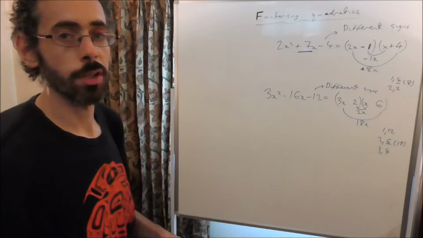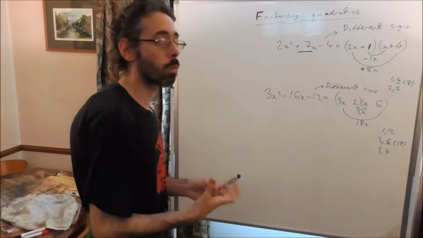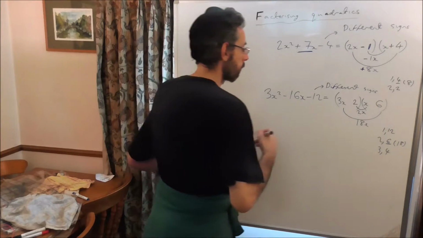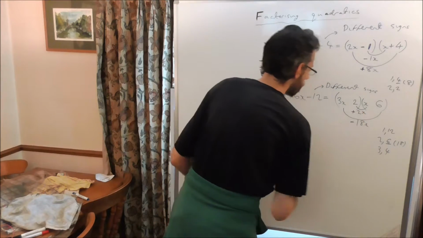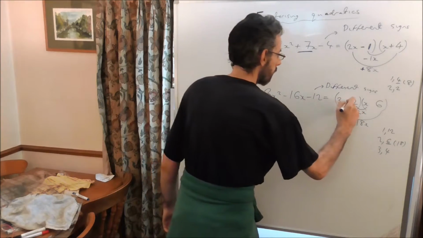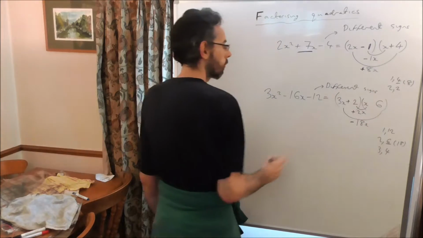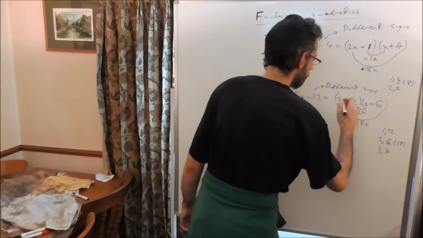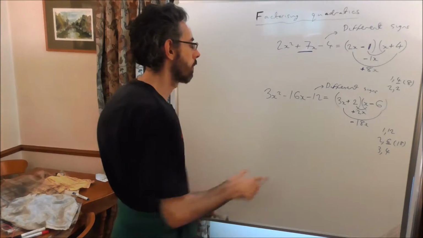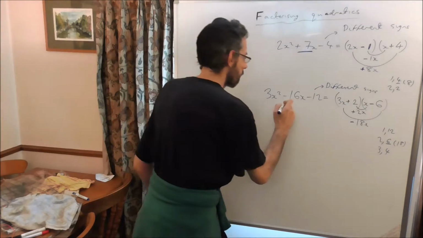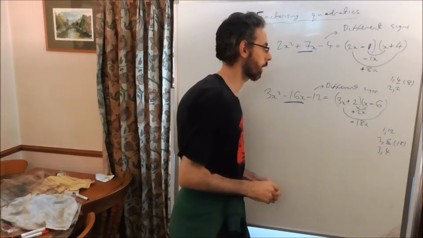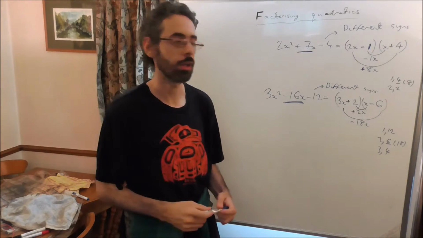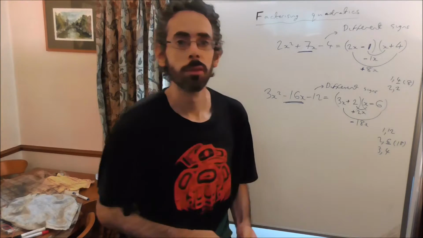Well, for them to have a negative total, this time the bigger one needs to be negative and the smaller one needs to be positive. So it needs to be this way round this time. So we need plus 2 to give us 2x and minus 6 to give us minus 18x. And then 2x minus 18x is minus 16x overall. So this is correct. 3x plus 2 times x minus 6.